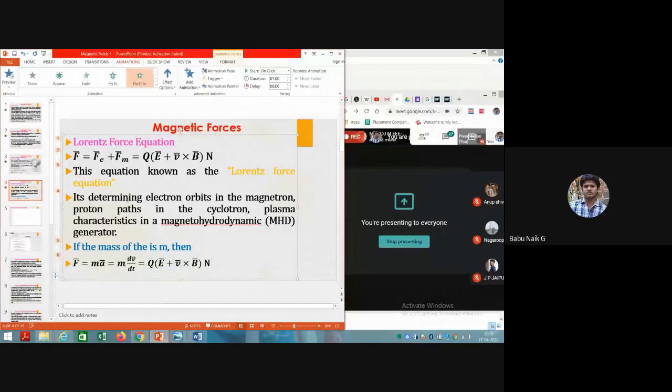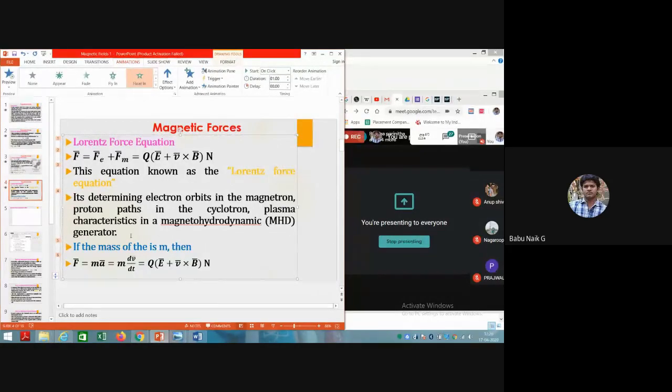Some applications of this Lorentz force equation are determining the complete electron orbits in the magnetron, the proton path in the cyclotron, and plasma characteristics in a magnetohydrodynamic generator, etc. So the Lorentz force equation can be used to calculate these things.